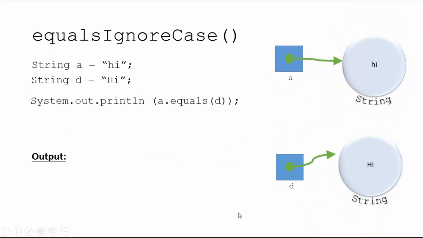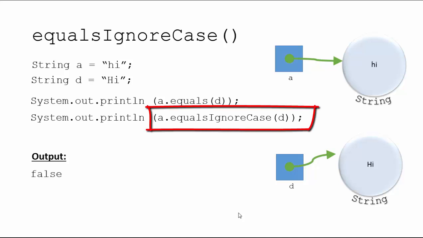Let's look at this example again. a.equals(d) returns false. String also has another method, equalsIgnoreCase, which will test the characters and ignore the case. a.equalsIgnoreCase(d) will return true.